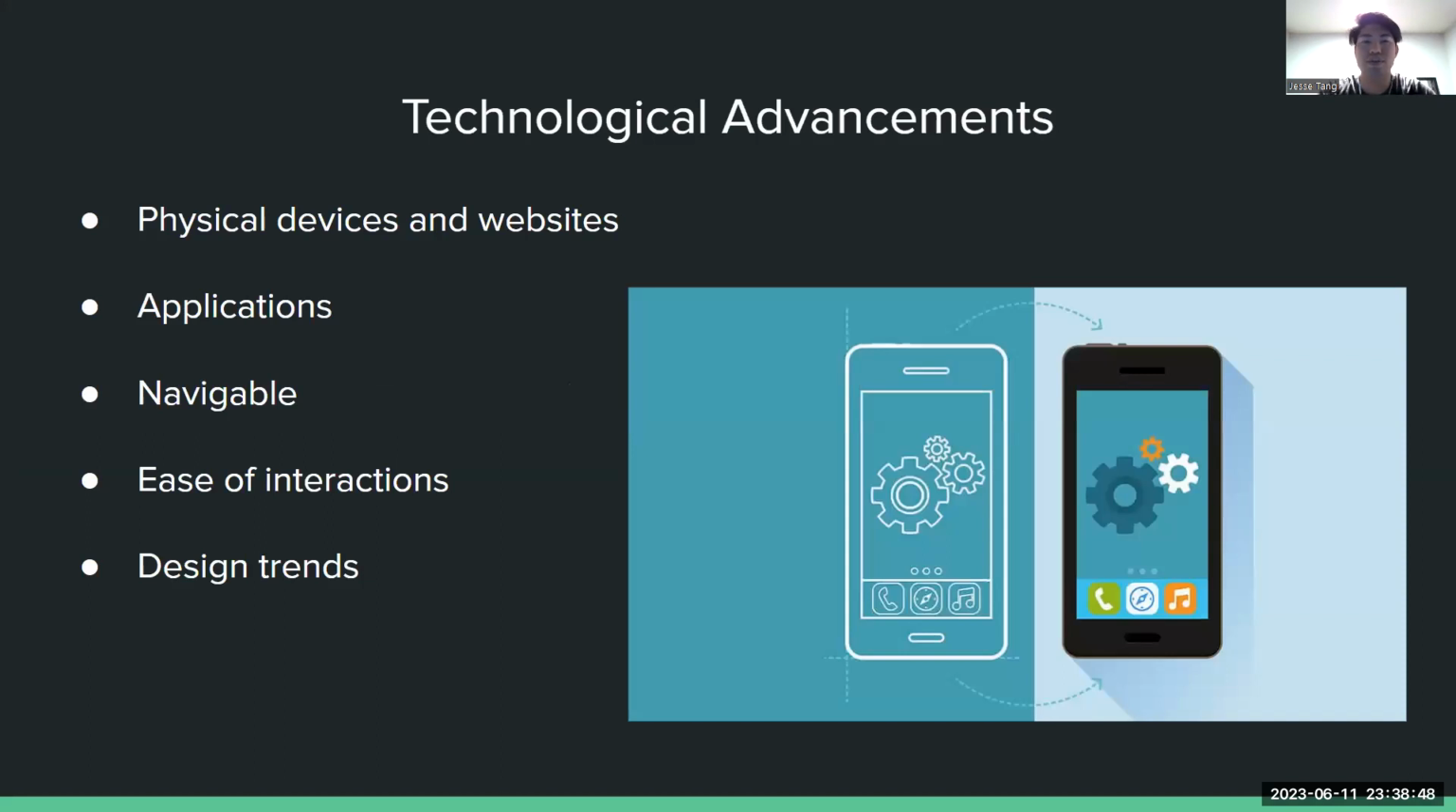So UI UX design became popular because of all the technological advancements we've had within the past 20 years. And we're talking physical devices and websites, as in there's been a blurred line between UI design and web developers, because web developers are pretty much UI designers who know how to code. They can code that front end.